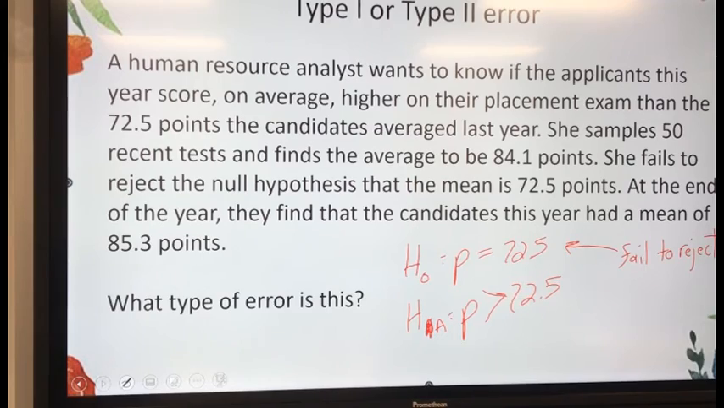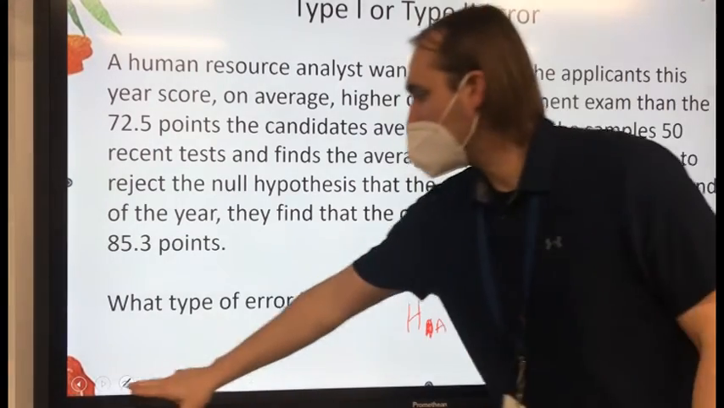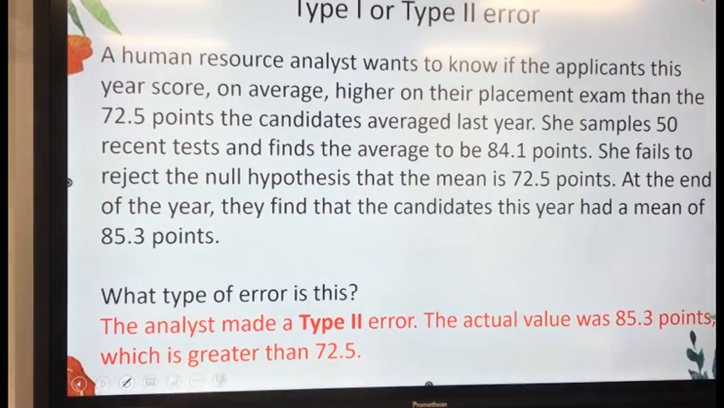Type 2. Second one, right? Type 2. So an analyst made a type 2 error. The actual value was 85.3 points, which is greater than the 72.5. So yeah, type 2 is when you fail to reject. So you actually end up dating the guy, and he ends up being the a-hole. Type 2. Nice. If I can go with that analogy.